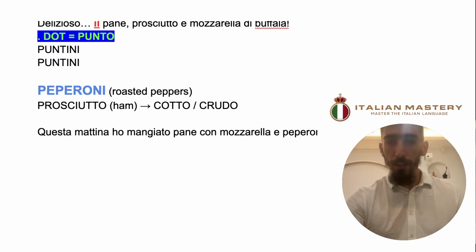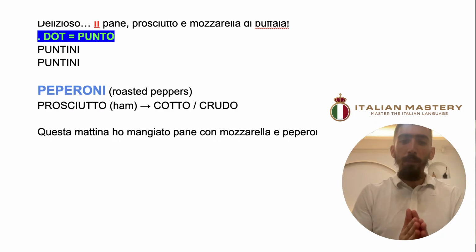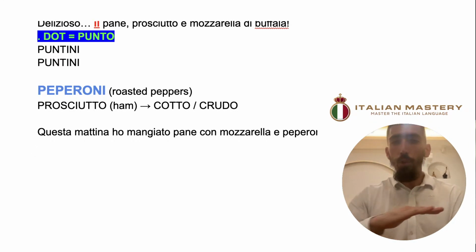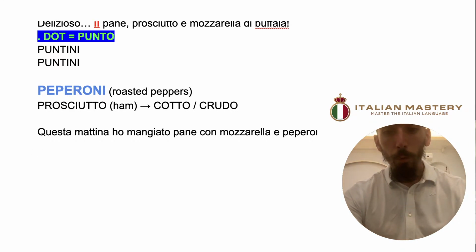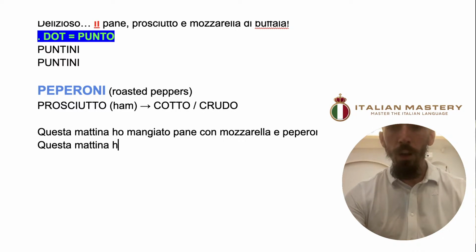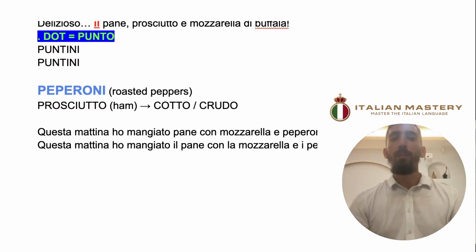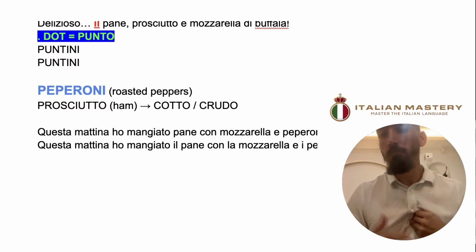But beside that, let's try to see if this sentence can be rewritten with articles. And by the way, it isn't any better. It's just different. So someone could say, questa mattina ho mangiato pane con mozzarella e peperoni. No articles, right? Or we could say, questa mattina ho mangiato il pane con la mozzarella. Or il pane con la mozzarella e i peperoni. This is just a different choice, right?